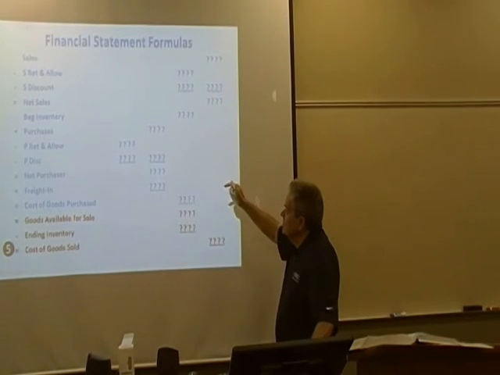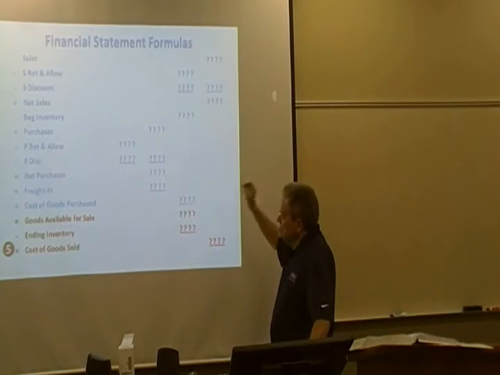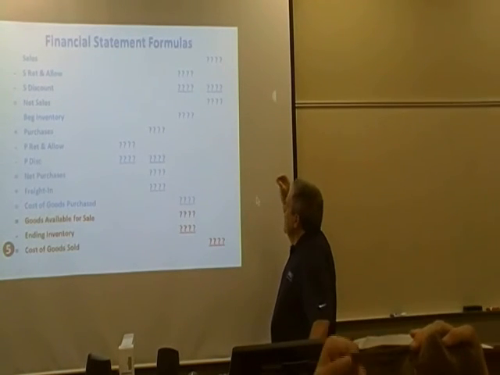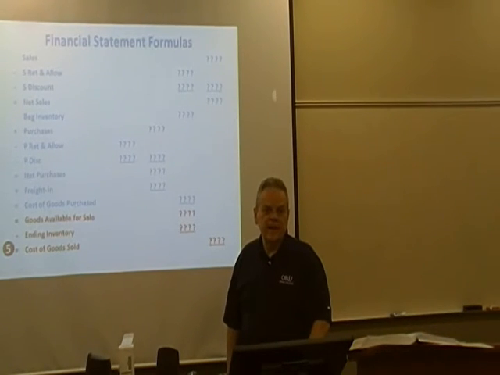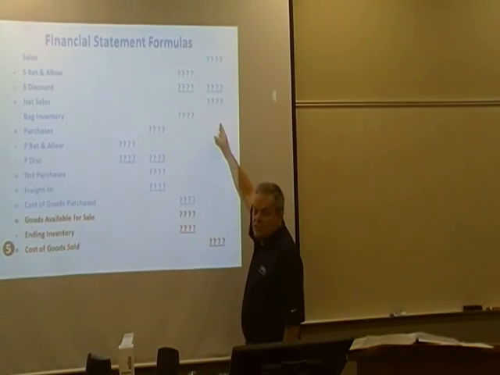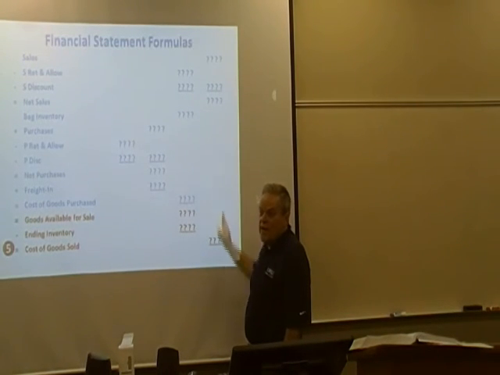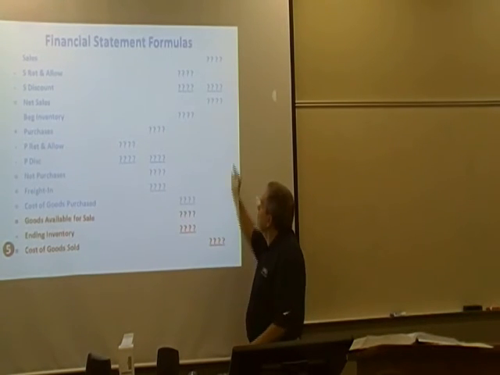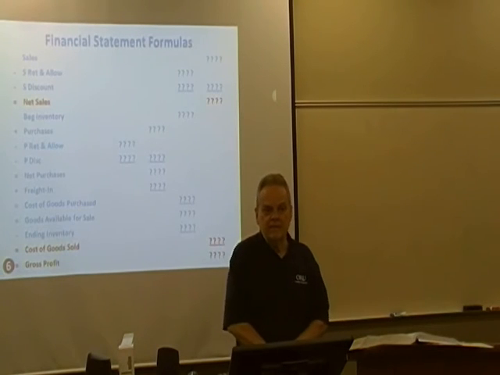So there's seven financial statement formulas and we're almost there. Net sales, net purchases, goods available for sale, cost of goods purchased, goods available for sale, cost of goods sold, and gross profit. How do you get gross profit? Quick. Net sales minus cost of goods sold. And look, I've arranged it so nothing's in the way. These are all lined up. The logic of this ought to be net sales minus cost of goods sold. That'll get you gross profit. And how do you get net income?